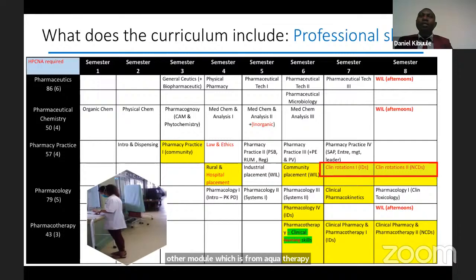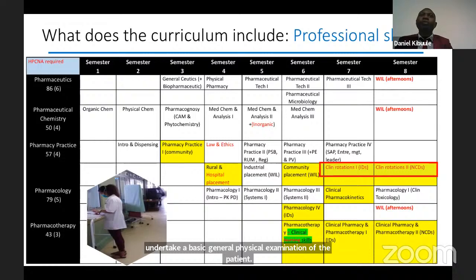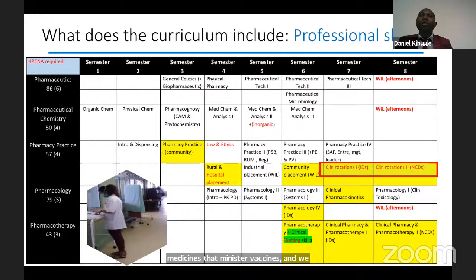And from the needs assessment, it came out that our stakeholders would like a graduate who's able to, for example, take part in immunizations. So these clinical skills will enable our graduates to be able to undertake a basic general physical examination of the patient, be able to, for example, administer medicines, administer vaccines. And we think this really will be able to contribute in the delivery of pharmaceutical care.